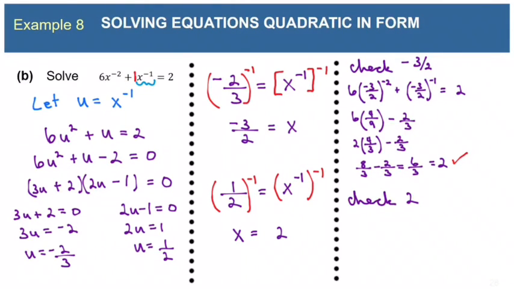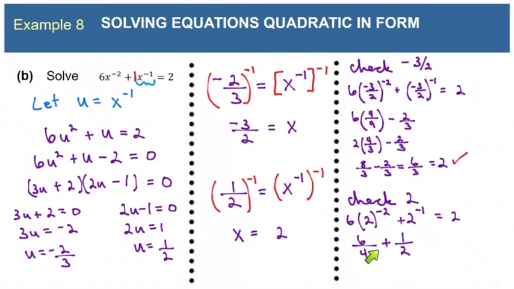So we'll put 2 in place of the x. That's going to give us 6 times 2 to the negative 2 plus 2 to the negative 1 equals 2. The 2 to the negative 2 is going to become 1/4 because when you square the 2 you get 4, and then the negative exponent makes us flip it over. So that's 1/4. 6 times 1/4 gives us 6/4 plus 2 to the negative 1 gives us 1/2.